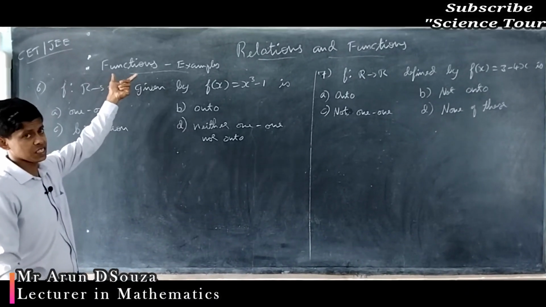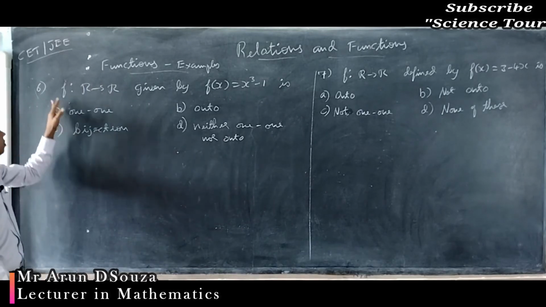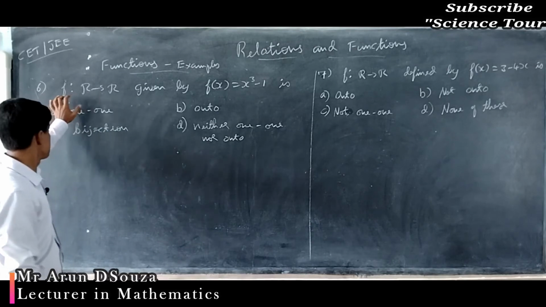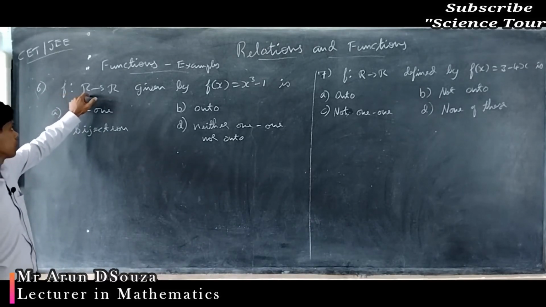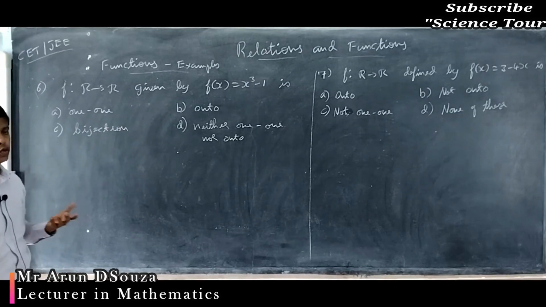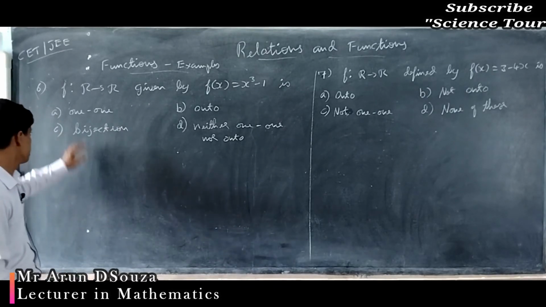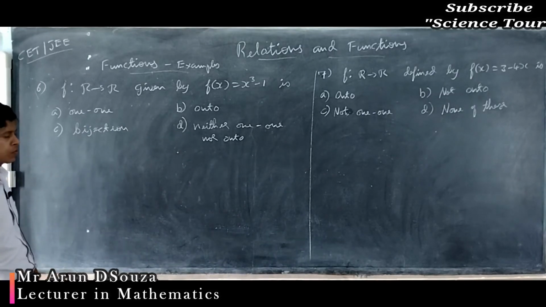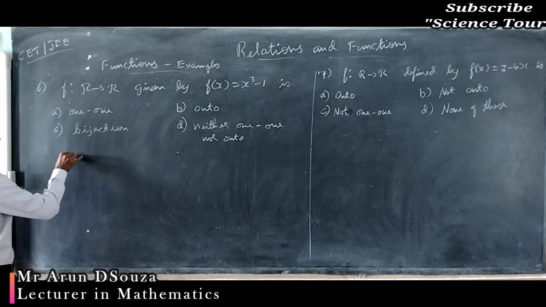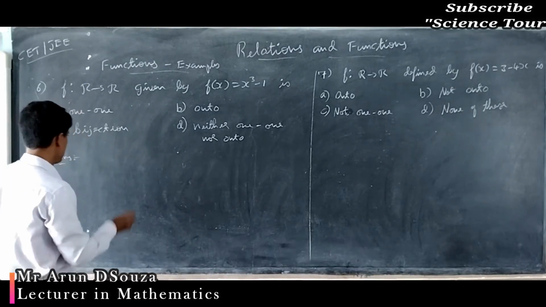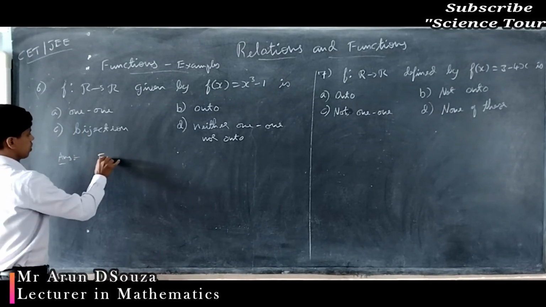We are solving the examples of functions here. So let's move on to the sixth question. A function f from real numbers to real numbers given by f of x is equal to x cube minus 1. The options are 1-1, onto, bijection, neither 1-1 nor onto. So let's find whether this is 1-1 or not first of all. So how do you say that it is 1-1?